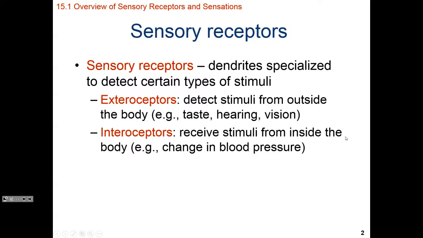Our external receptors focus on special senses from the outside of our body. So what are we tasting? What are we hearing? What are we seeing? What are we smelling? And then our internal receptors are going to primarily be involved with maintaining homeostasis in our bodies. What does homeostasis mean again?